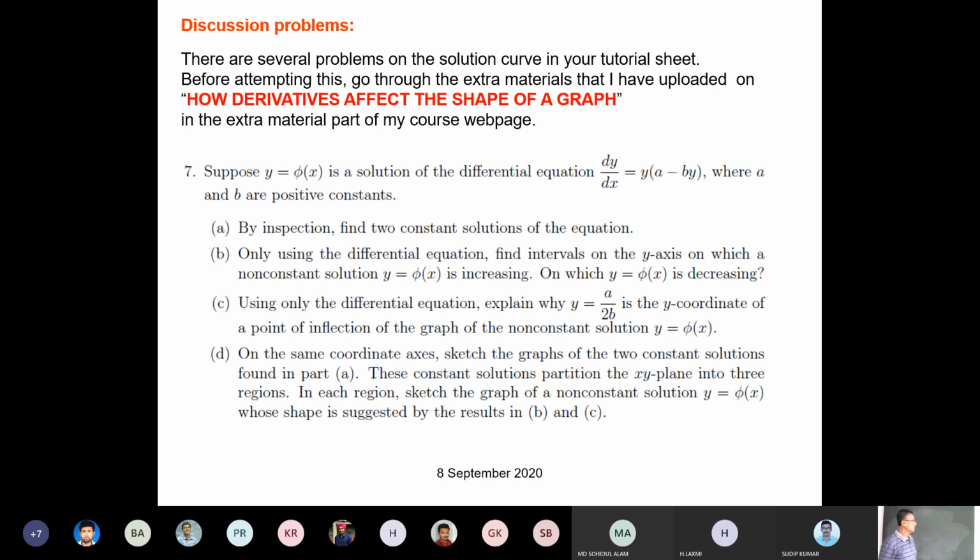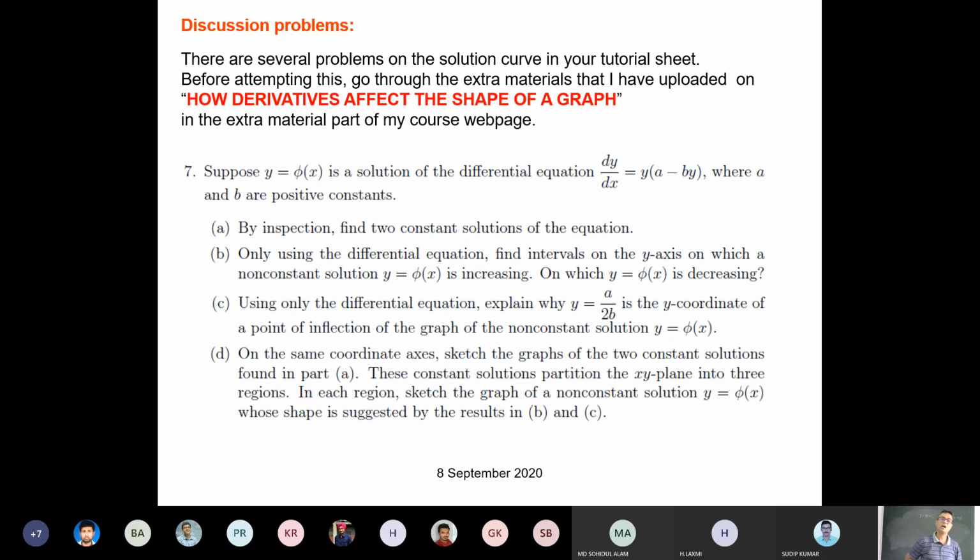Okay. So here, as you can see, it is given that y equals 5x. It is a solution of a given differential equation, which I think is y prime equals ay minus by squared. The very first question is, by inspection, find two constant solutions of this equation. Can you find two constant solutions? Basically, you have to find y equals c1 and y equals c2 in such a way that they satisfy the given differential equation.